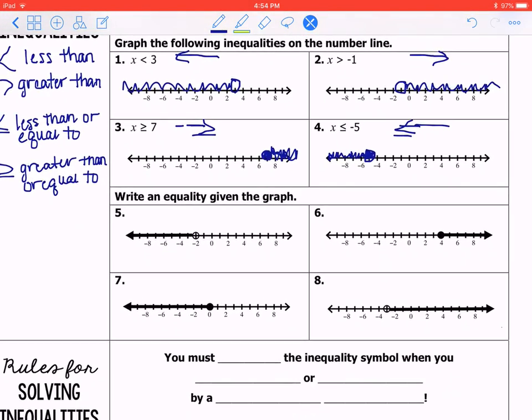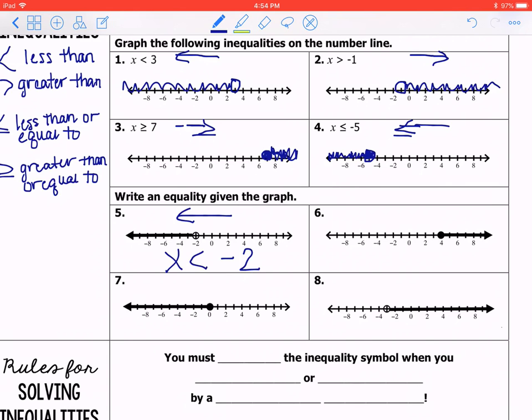The bottom portion we're going to write an inequality given a graph. So for number 5, we have an open dot at -2. So I'm still going to use the variable x. Open dot at -2. So if it's an open dot, but it's pointing left, it's going to be the less than sign with no equal to.